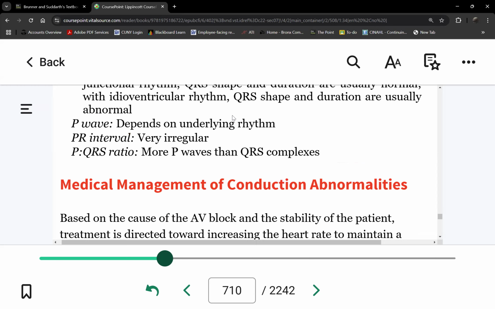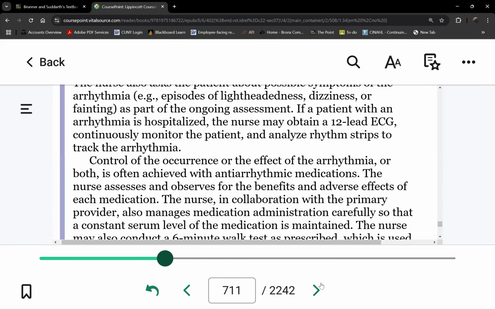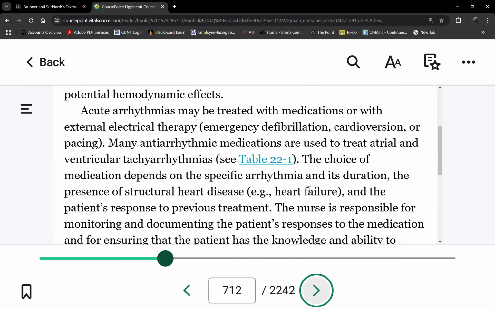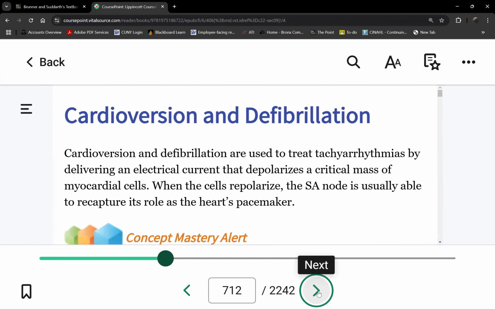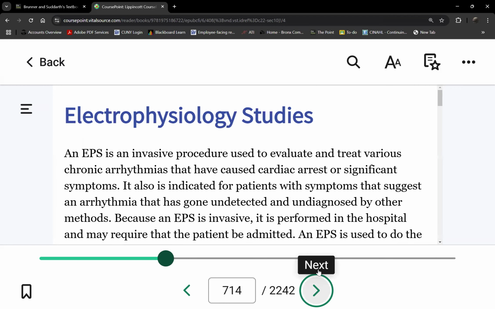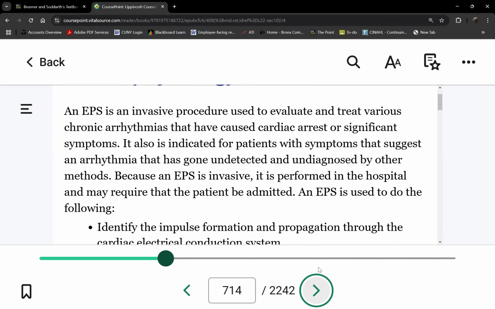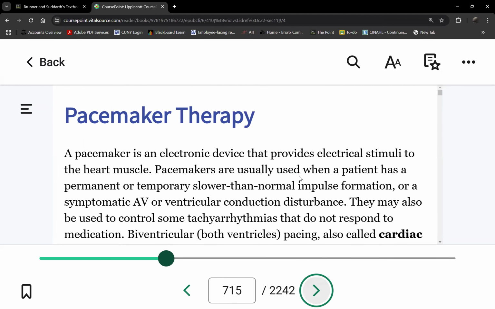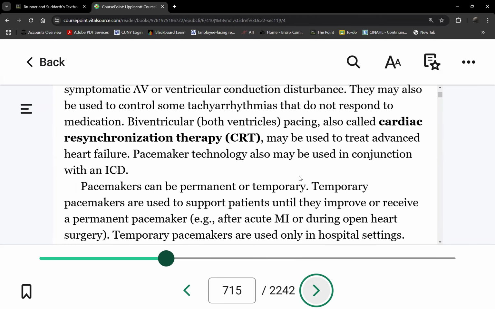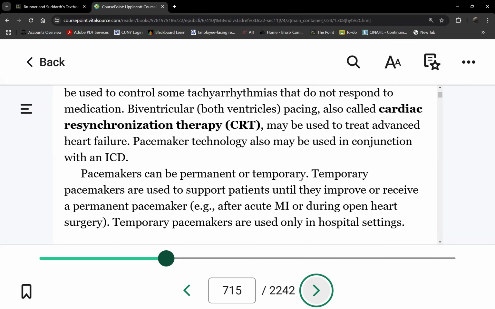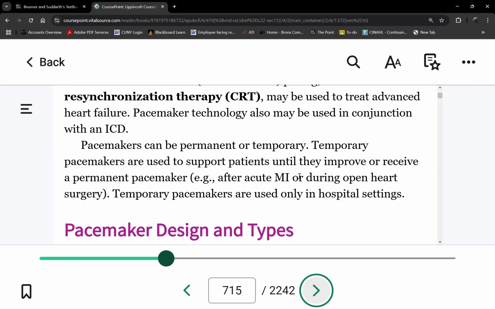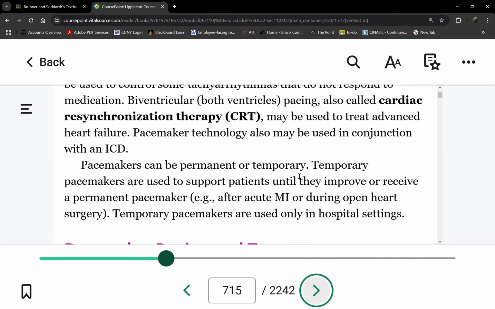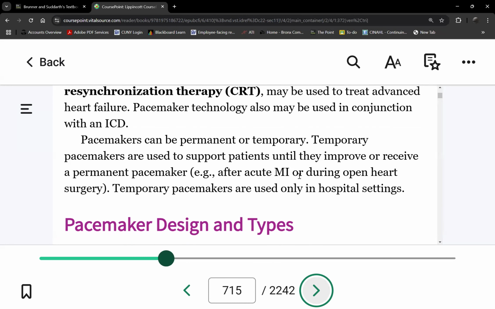Okay, so next topic will be pacemaker therapy. We already talked about cardioversion and defibrillation and EPS with ablation. Here's pacemaker therapy, also called cardiac resynchronization therapy, CRT. It may be built in, they may have an ICD. ICD is a separate page, but know that we can have dual pacemaker and ICD implants. They can be 2 in 1.